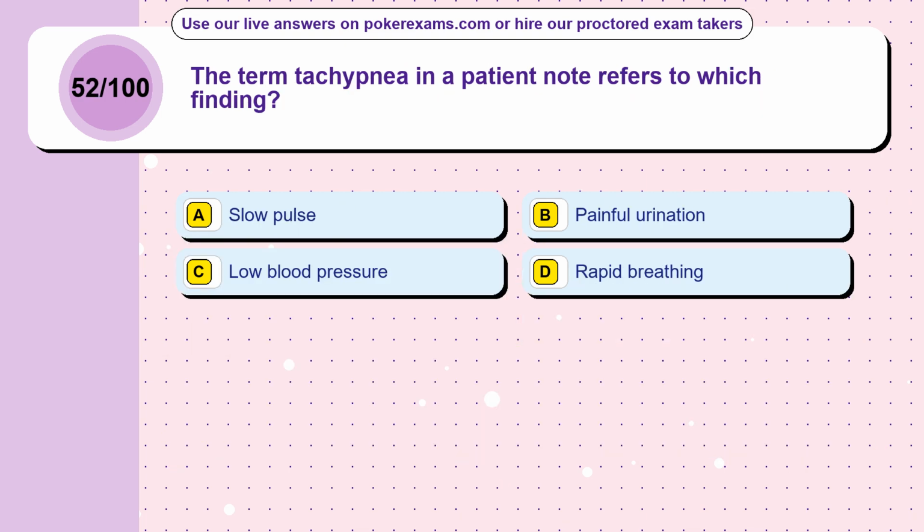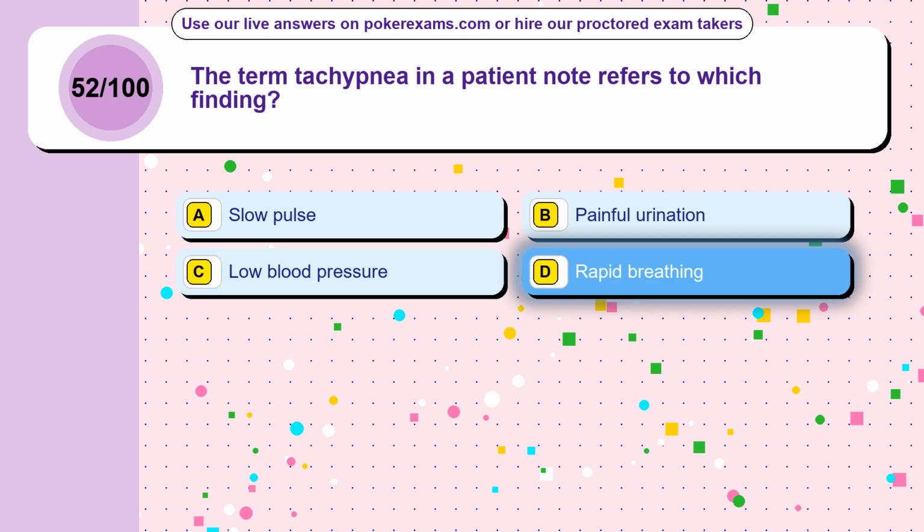Question 52. The term tachypnea in a patient note refers to which finding? Option A. Slow pulse. Option B. Painful urination. Option C. Low blood pressure. Option D. Rapid breathing. The correct answer is option D.